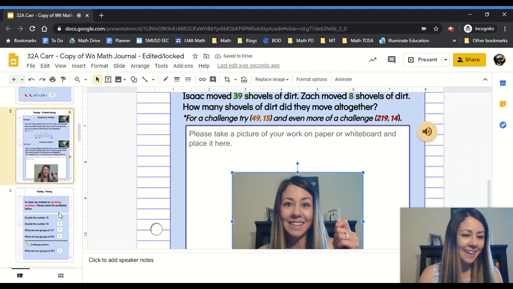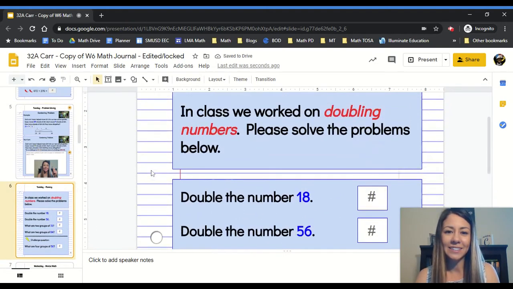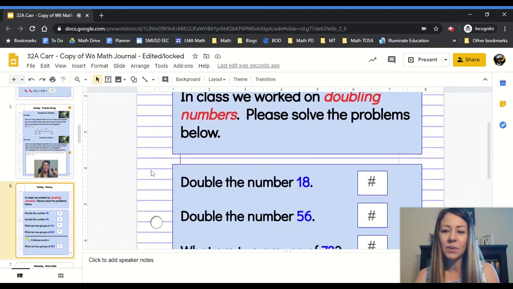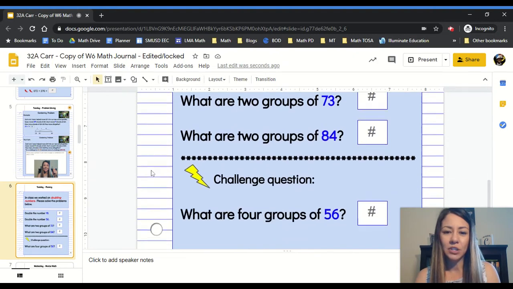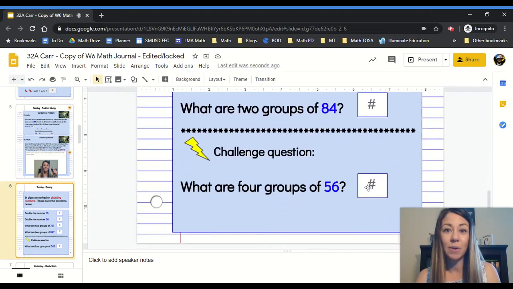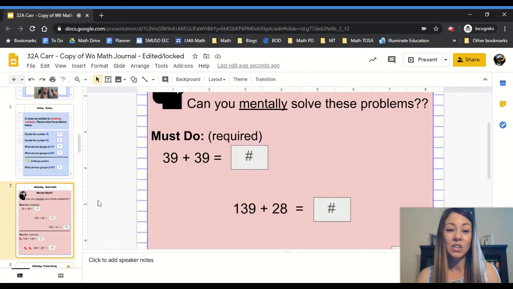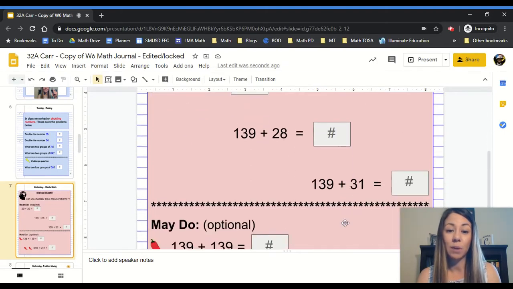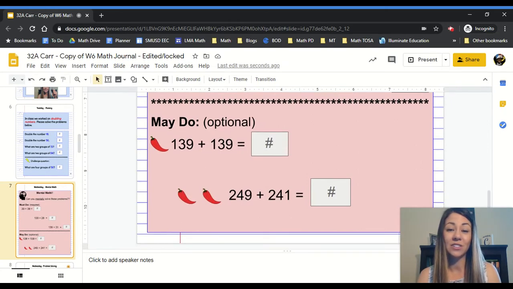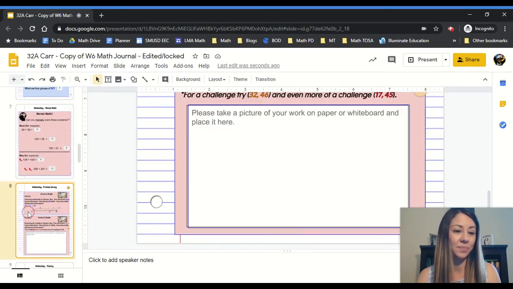All right, so for your next day's fluency, you're working on doubling again. Make sure you try the challenge question at the bottom and type in your answer. This one is 4 groups instead of 2 groups. For your mental math for Wednesday, you will mentally solve these problems. Everyone must do the first 3, and then hopefully you'll challenge yourself with the next 2.